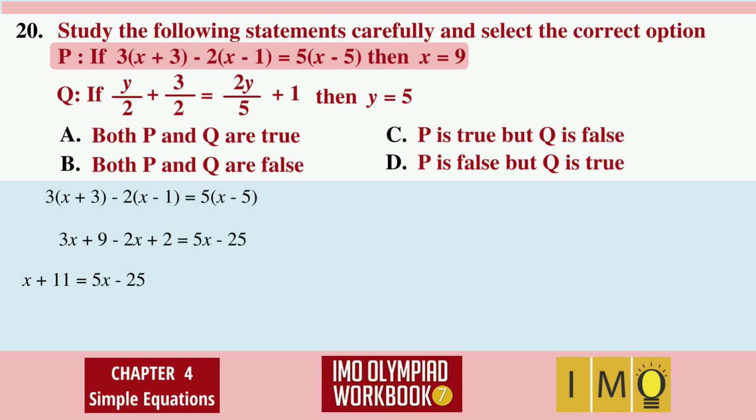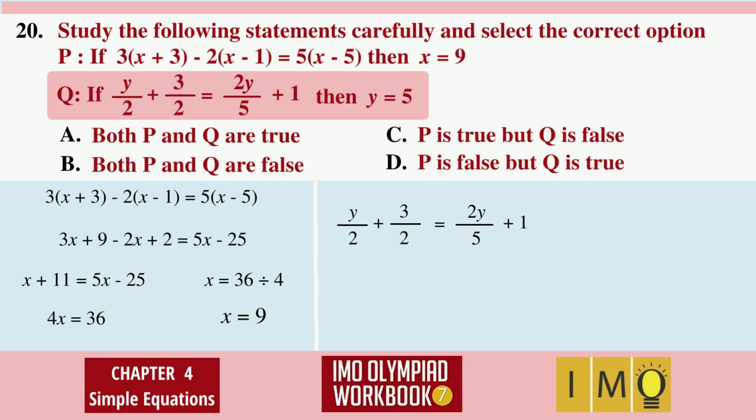So, x plus 11 is equal to 5x minus 25. So, 4x is equal to 36 and x is equal to 36 by 4, which is 9. So, the statement P is true. Now, let's move on to statement Q. Y by 2 plus 3 by 2 is equal to 2y by 5 plus 1.